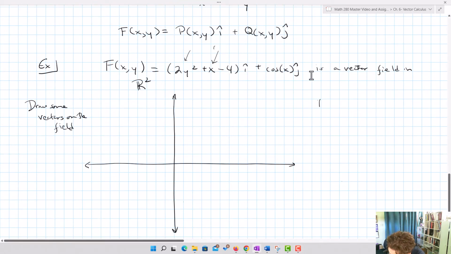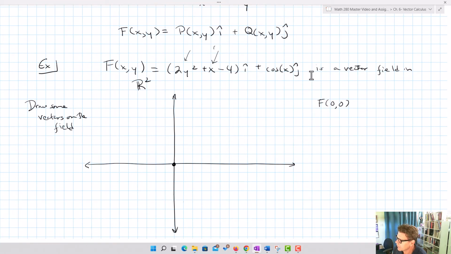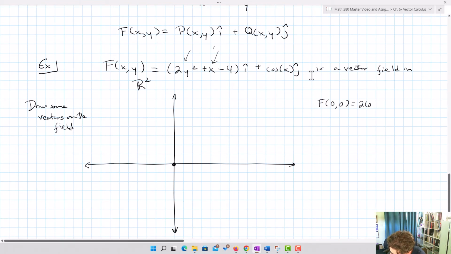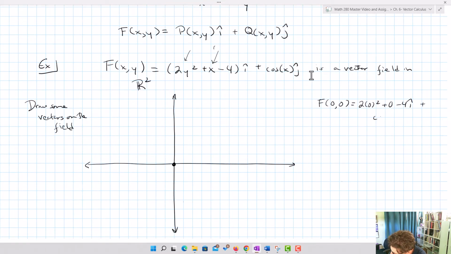And let's say, for example, I want to know what f of 0, 0 is. So at the point 0, 0, what's the value for the vector field? Basically, what's the vector that I'm going to draw at 0, 0? So I'm going to plug that in. I get 2 times 0 squared plus 0 minus 4 i plus cosine of 0 j. So this is going to end up equaling negative 4 i plus j, or negative 4, 1.